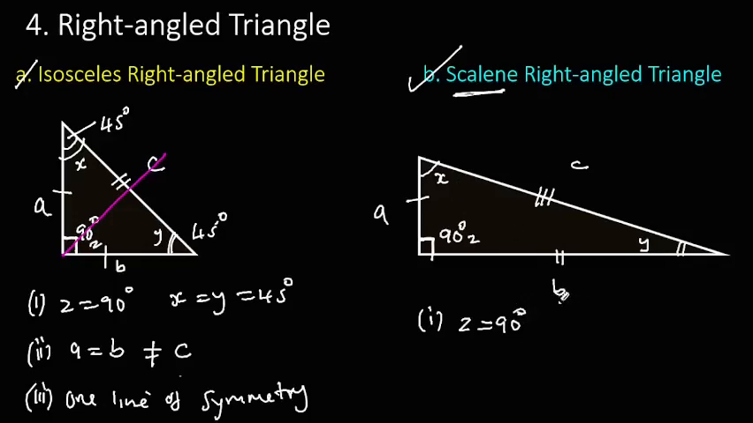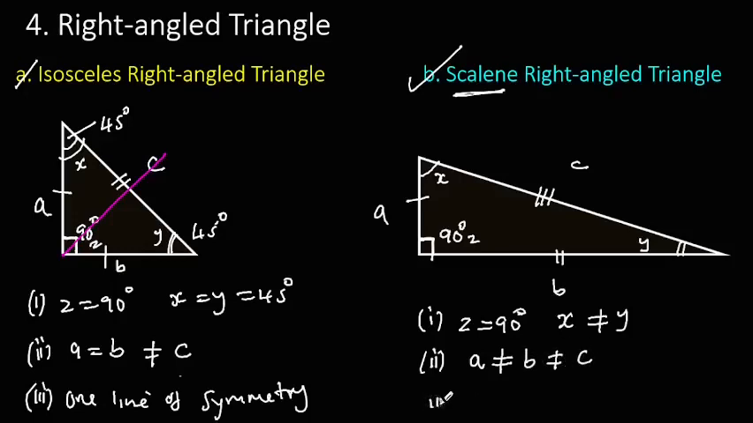And the other two angles, that is the angle X and angle Y, should not be equal to 90, and they should not be equal to each other. The second feature is about the sides, and you're going to find that no side is equal to another, and therefore A is not equal to B, is not equal to C.